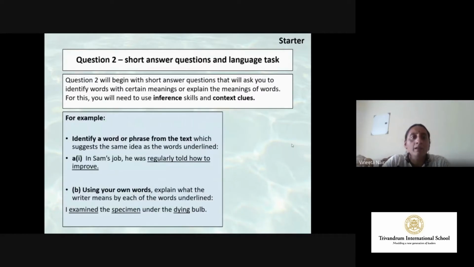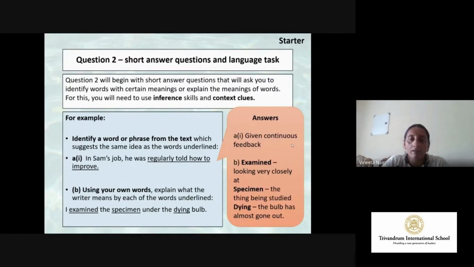Question 2 is short answer questions and language tasks. Question 2 will begin with short answer questions, which will ask students to identify words with certain meanings and explain the meaning of the words. So knowledge of vocabulary is of utmost importance, because only then will they be able to infer and explain what it means. So again, this is a possible example of a question, and that's how an answer should look.